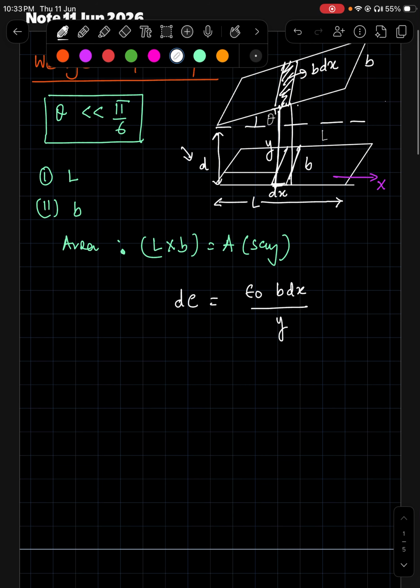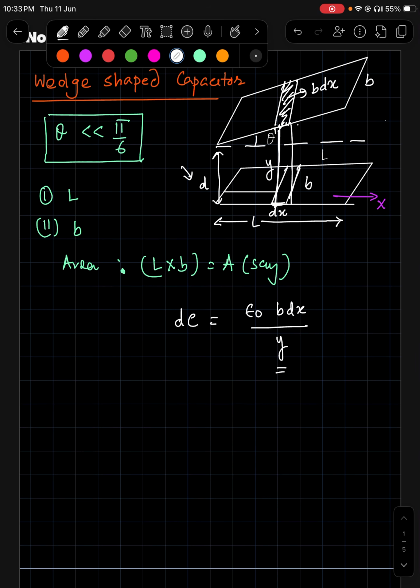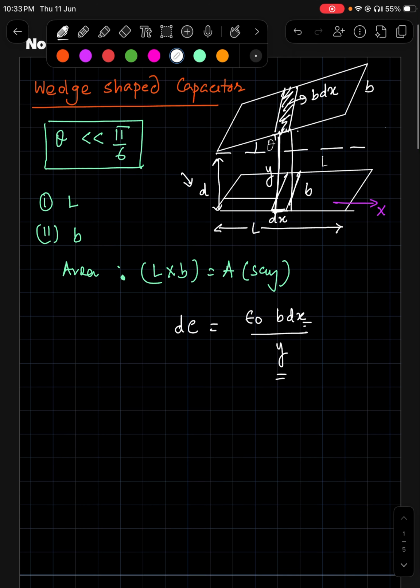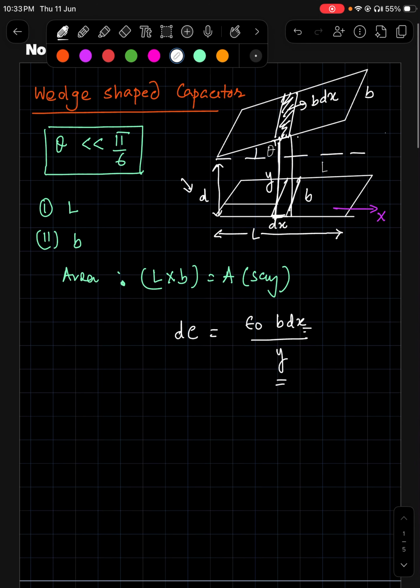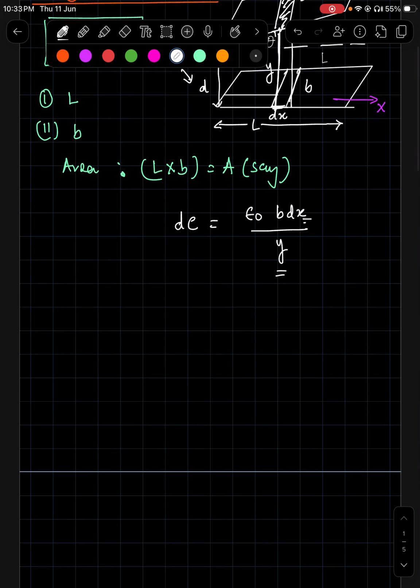Now we are going to integrate that. But there are two variables here, y and x, because y varies continuously with theta, gradually increasing along the x direction. So we have to convert one variable into another so that we can integrate properly. I am going to draw this picture again, in a slightly more 2D way, to show you the relation between x and y.